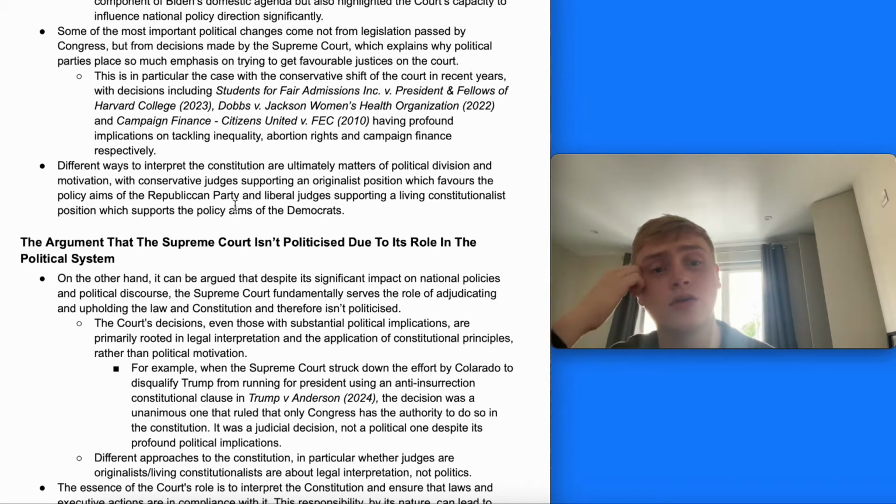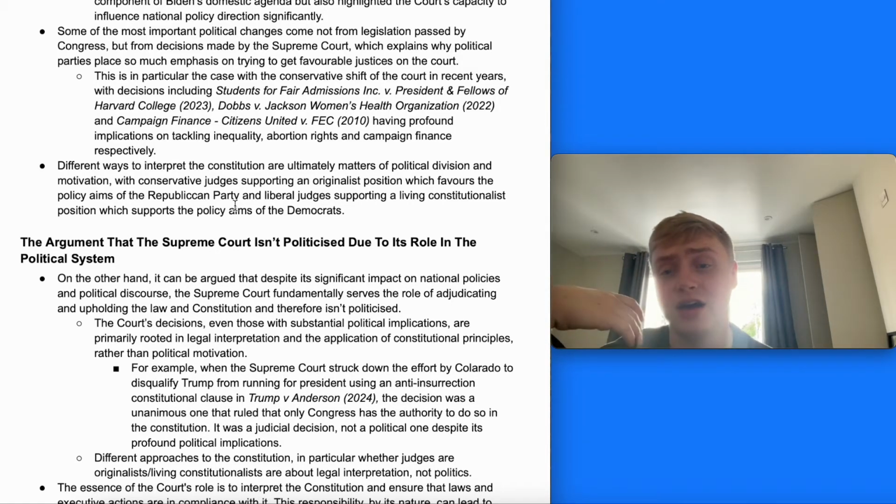Different ways to interpret the Constitution are ultimately matters of political division and motivation, with conservative judges supporting an originalist position, which favours the policies of the Republican Party, and liberal justices supporting a liberal constitutionalist position, which supports the policy aims of the Democrats.